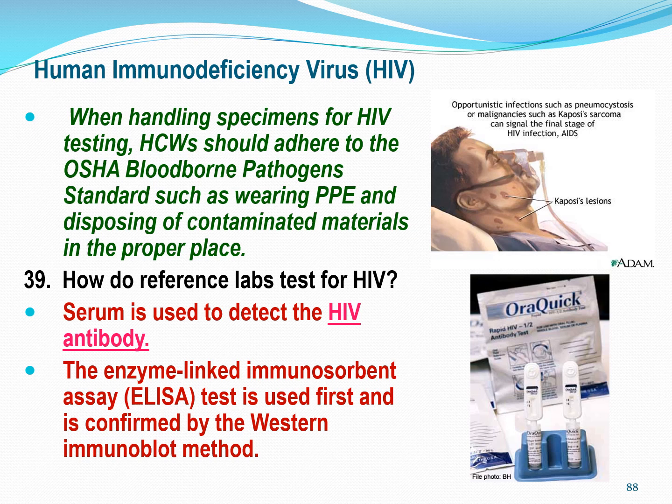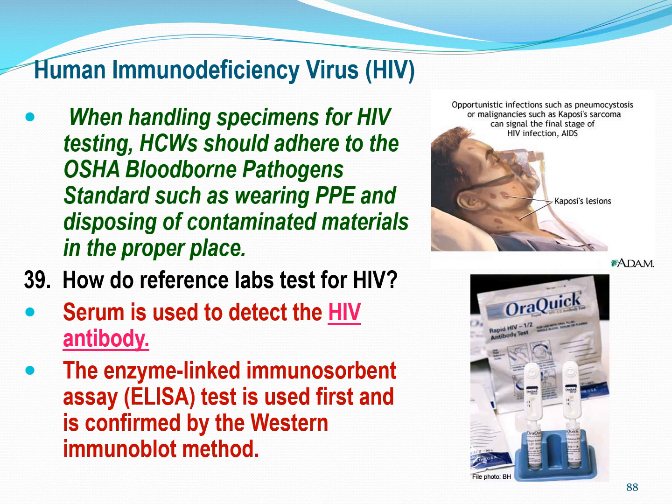So when handling specimens for HIV testing, healthcare workers should adhere to the OSHA bloodborne pathogen standards, such as wearing PPE and disposing of contaminated materials in the proper place. But guys, you know I preach this in lab every day. We need to treat every sample, every reagent, every control like it could possibly have something that could kill us. We always, always need to wash our hands, wear the appropriate PPE, and keep our areas clean. We need to clean between every patient, change our gloves between every patient, and wash our hands between every patient, okay? So how do reference labs test for HIV?